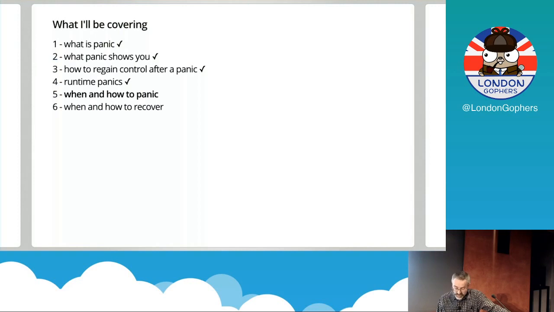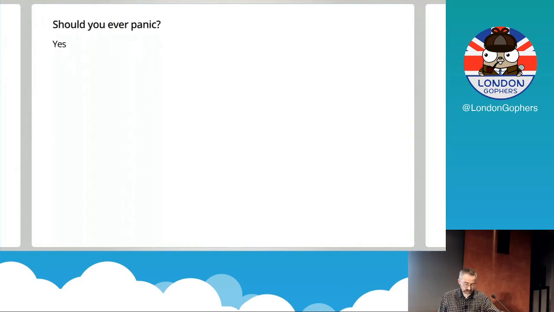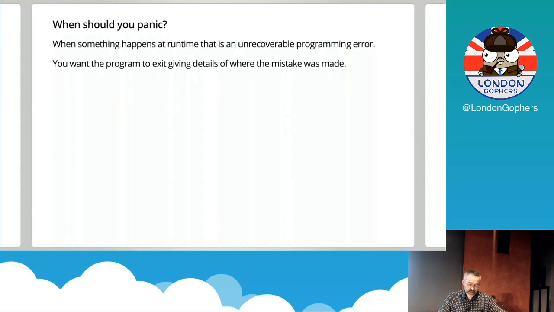So now let's talk about some advice on when and how to use this mechanism. Should you ever panic? Yes, you should. There are times when it's the right thing to do. So you should do it when you get something at runtime that's an unrecoverable programming error. You want the program to exit, giving details of where the mistake was made.